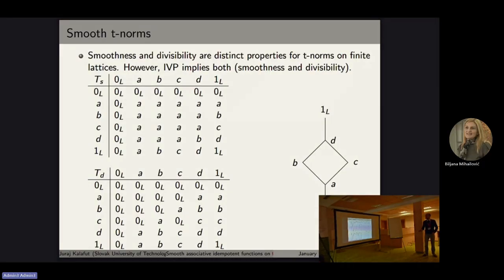And here we see a simple lattice, which is always another chain, and a T-norm which is smooth but not divisible, and a divisible T-norm which, however, is not smooth. So immediately as we accept the existence of incomparable elements, we obtain something like that.